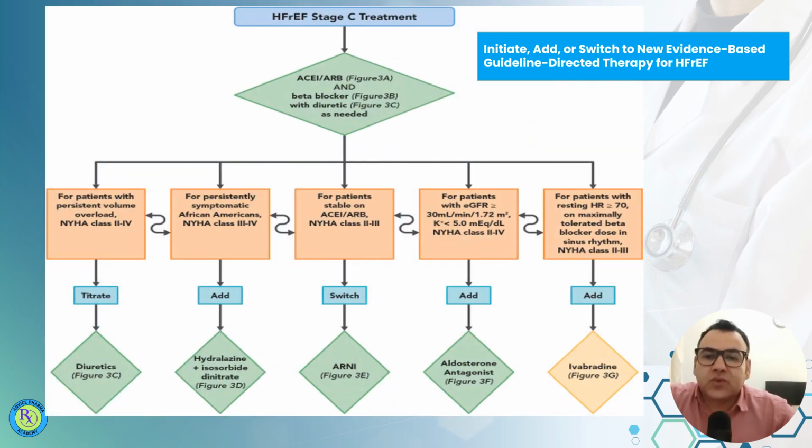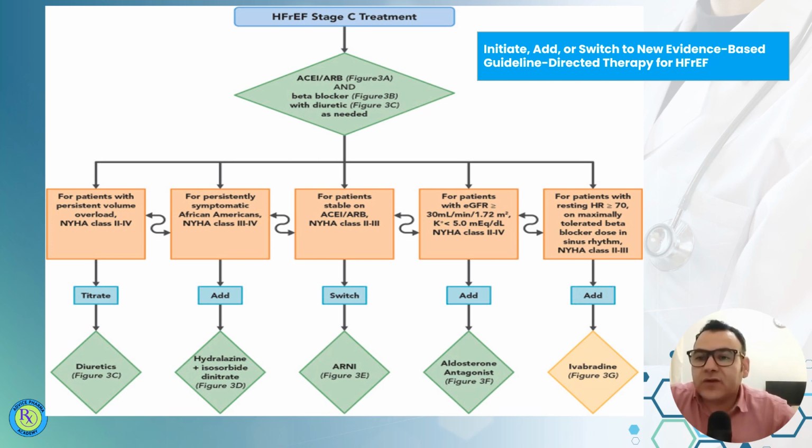So to conclude all that we discussed, here is when to initiate, add or switch according to the evidence-based guideline for heart failure. A patient with heart failure with reduced ejection fraction, stage C, who has structural heart disease or symptoms of heart failure, we need to start treatment with ACE or ARB. When the patient is stable, we add a beta blocker. Diuretic is added if needed when the patient has fluid overload.